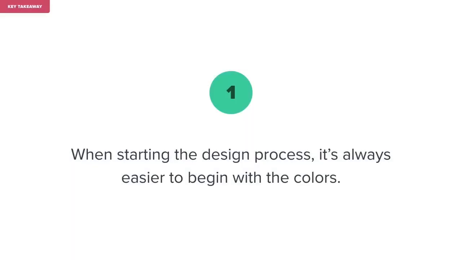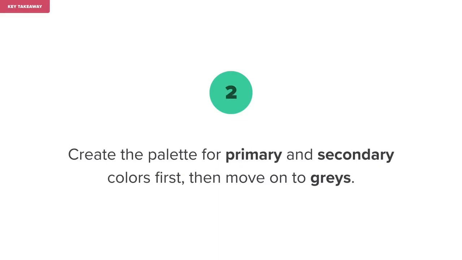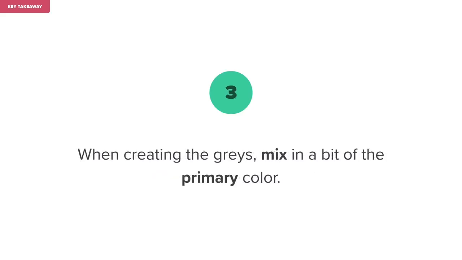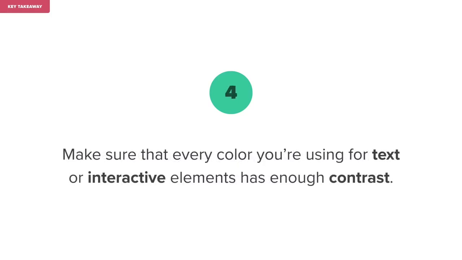All right, now for some key takeaways. When starting the design process, it's always easier to begin with the colors. Create the palette for primary and secondary colors first, then move on to grays. When creating the grays, mix in a bit of the primary color. Make sure that every color you're using for text or interactive elements has enough contrast.